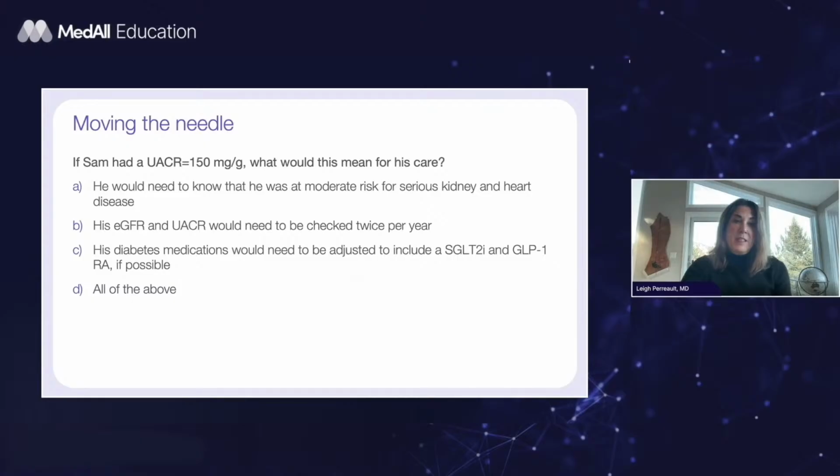Or B, his eGFR and UACR would need to be checked twice a year. This gets down to us monitoring. How would this number affect what we do? And C, his diabetes medications would need to be adjusted to include an SGLT2 inhibitor and a GLP-1 receptor agonist, if possible. And that gets back to the KDIGO recommendations for first-line treatments, or D, all of the above.